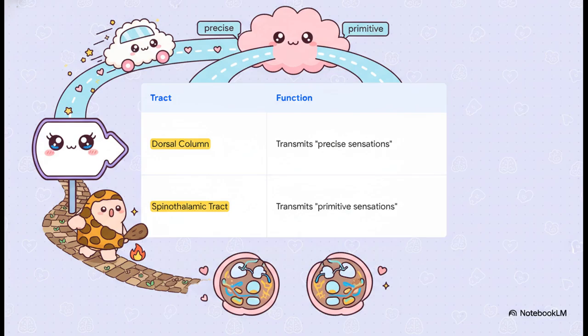And here's the key takeaway, the thing you absolutely need to remember. The dorsal column is like the express lane for all those precise sensations. Meanwhile, the spinothalamic tract handles the primitive sensations, those urgent alerts. Knowing which tract carries which signal is absolutely crucial.